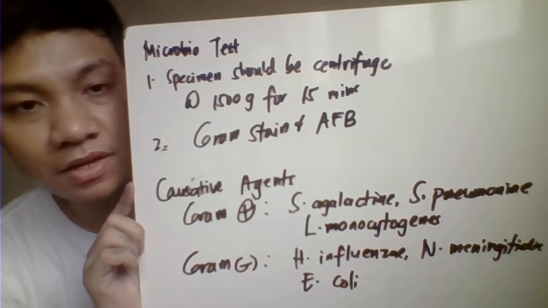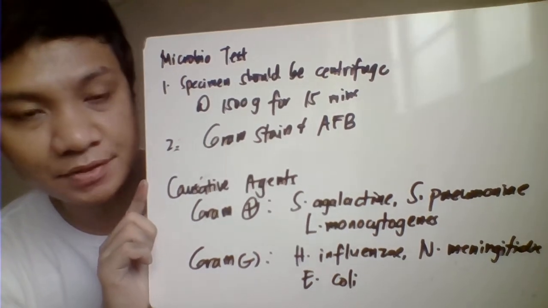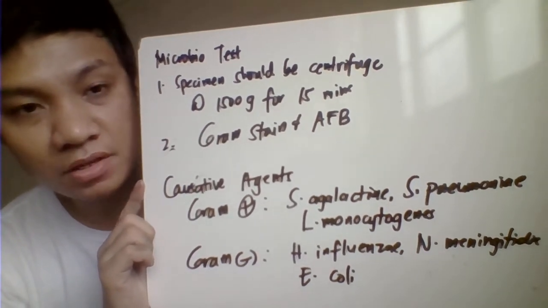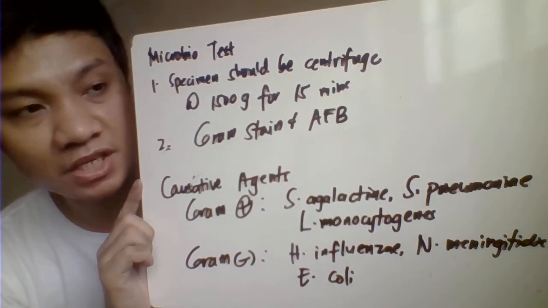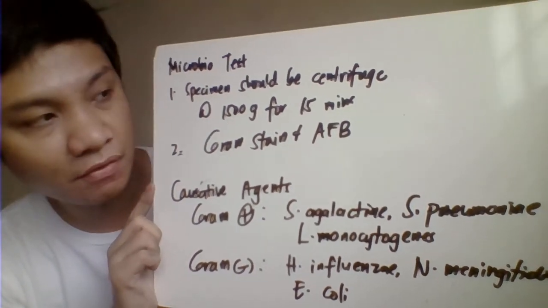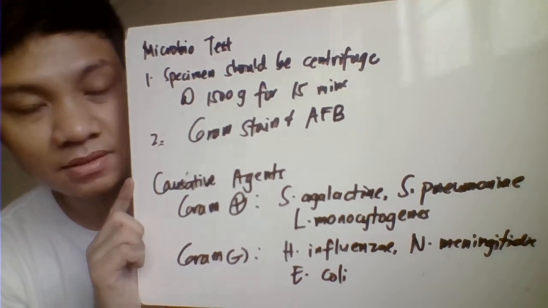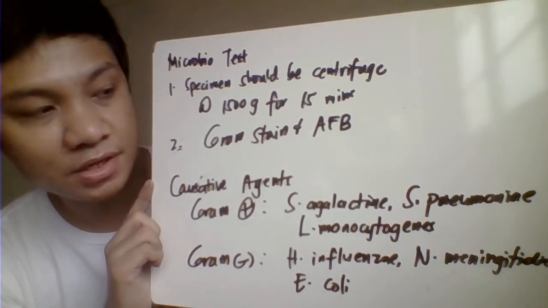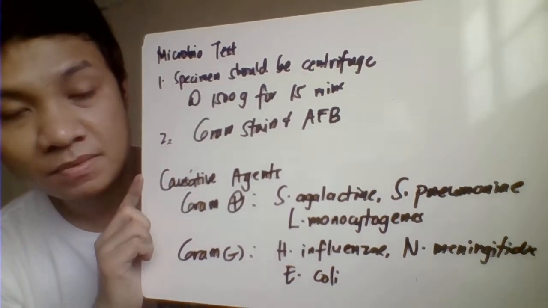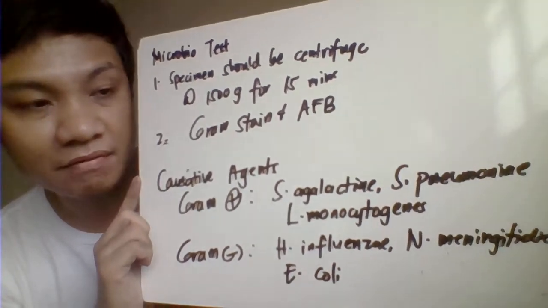Okay, the next one, we have here your microbiology test. For the microbiology, you need to concentrate your specimen by centrifugation at 1,500 G for 15 minutes. We need to do culture and sensitivity, plus your Gram stain, plus your acid-fast stain.